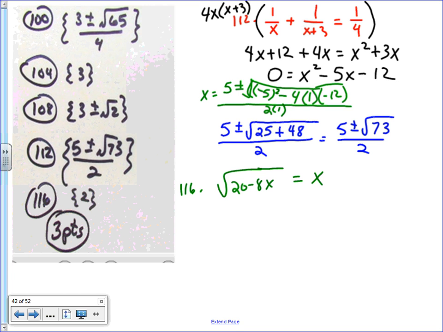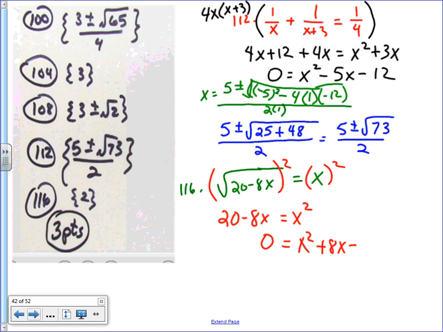Thank you. The next step is square both sides. So if I square the left, the square root of 20 minus 8x quantity squared is 20 minus 8x. And the right-hand side will be x squared. It's now turned to be quadratic, so we need to do those rules. One side needs to be 0. I'm going to make the left side 0 because the x squared term's positive on the right. Moving everything else over, positive 8x, negative 20.